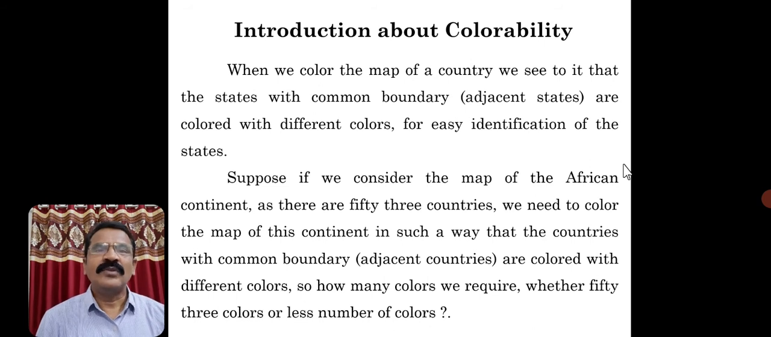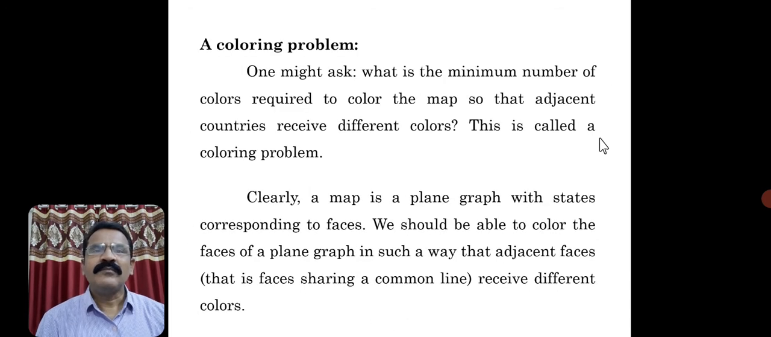So this topic deals with colorability. That is the importance of the planar graph which we are going to use in this topic, that we will see in detail. Right now, what do we mean by a coloring problem? What is the coloring problem? One might ask, what is the minimum number of colors required to color the map so that adjacent countries receive different colors? This is called the coloring problem.